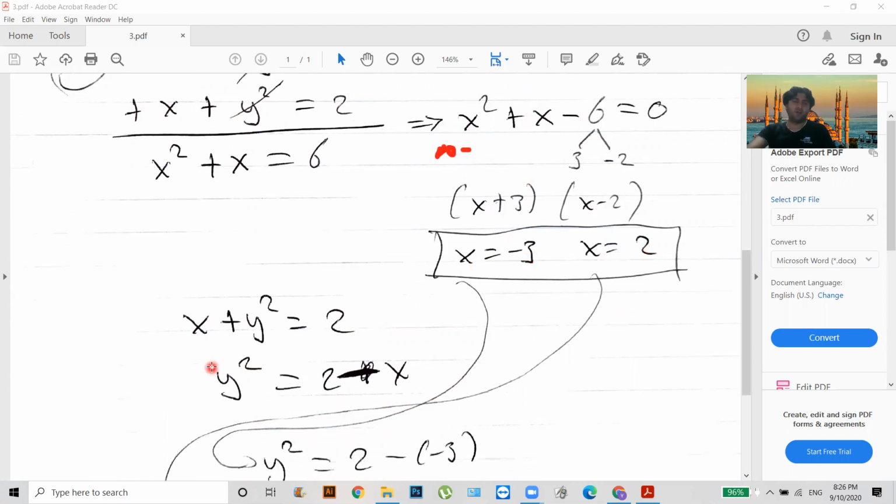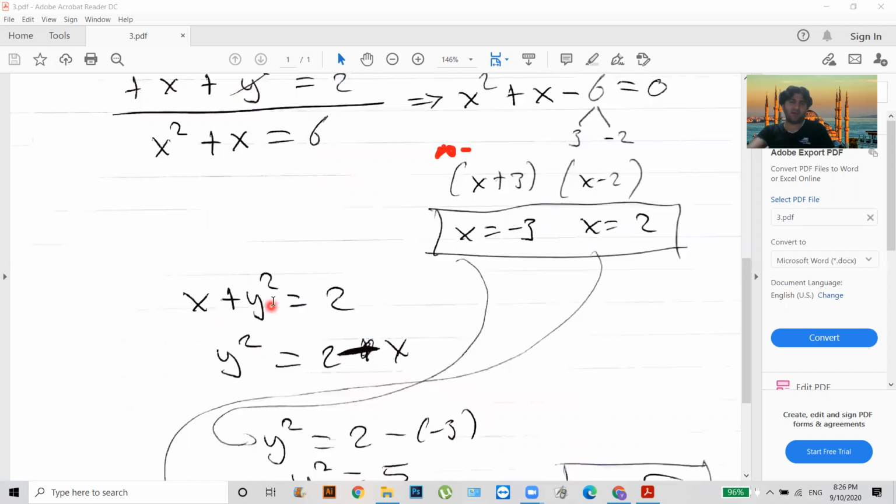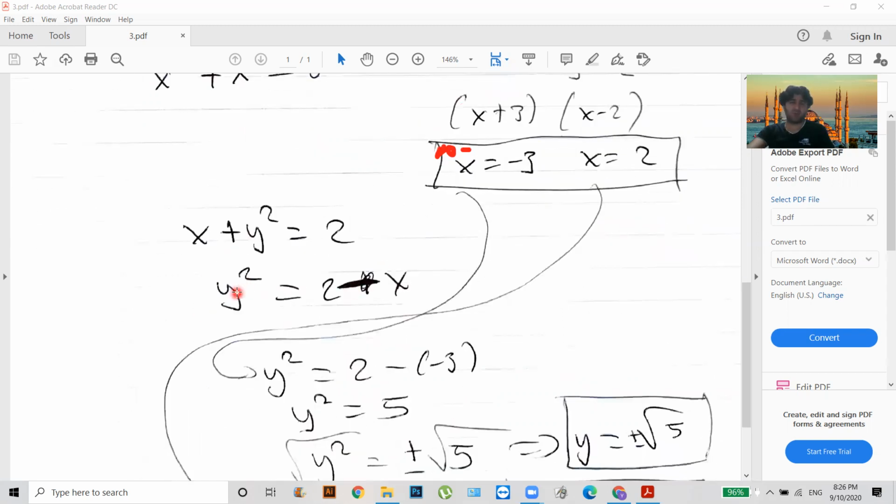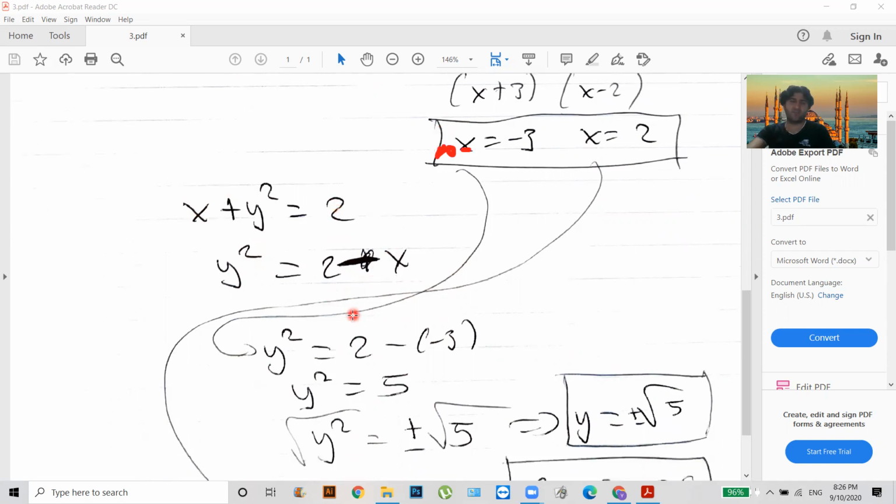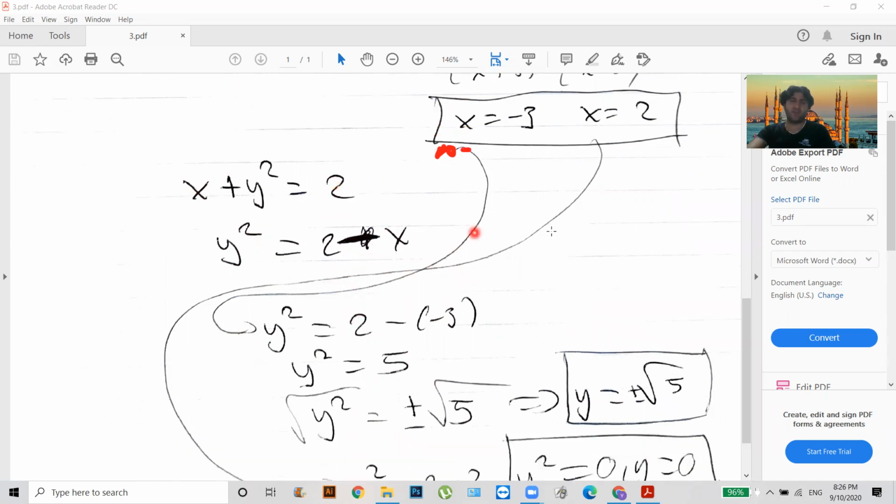So look at this equation here. x plus y squared equals 2. Then leave y squared alone, guys. So y squared equals, take this x to that side, going to be 2 minus x. Then I'm going to try these values here. So y squared equals 2 minus negative 3. Minus times minus will be positive, right? So y squared will equal 2 plus 3, 5.